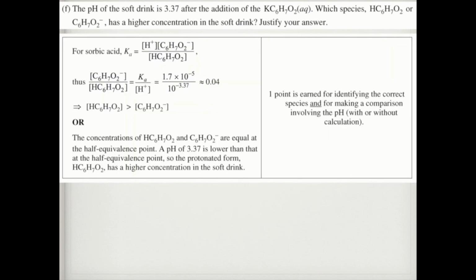All right. So F asks, the pH of the soft drink is 3.37 after the addition of potassium sorbate. Which of the species, your weak acid or your weak base, has a higher concentration? Well, at my half equivalence point, I know I have equal amounts of these two. And at my half equivalence point, I have a pH of 4.77. So since my pH is lower than that, that means I have more acid than I have base. So I have more HC6H7O2. And so you get 1 point for identifying the correct species and making a comparison involving the pH. So exactly how what I said, right? Comparing the pH at half equivalence point versus at 3.37.